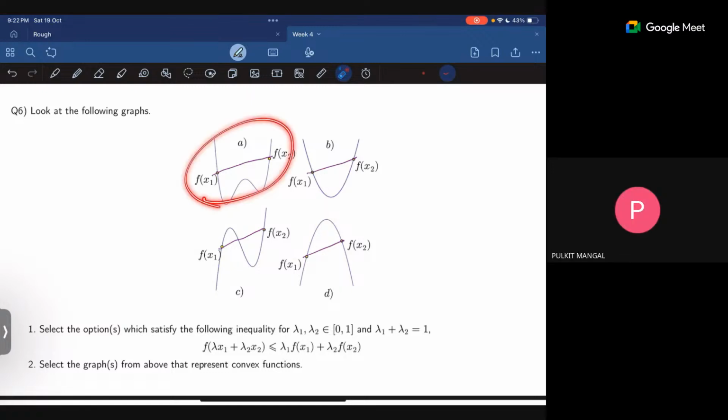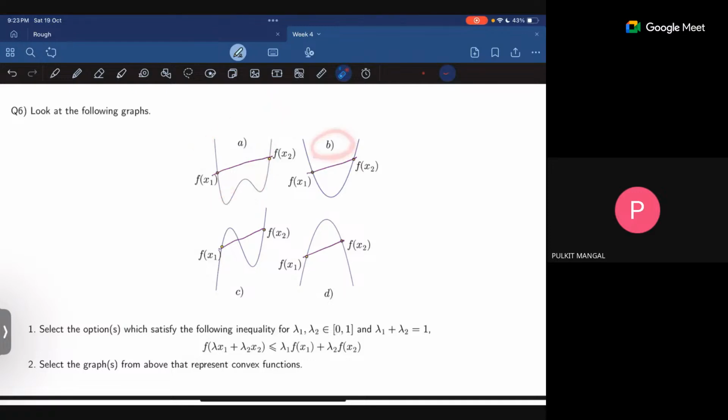So for the first function, if you just join these two, this inequality, less than or equal to, refers to the convex function. That is, if you join these 2 points, the straight line that you will get should lie above the curve of the function between those 2 points. So between those 2 points, the curve goes like this, and the straight line is always above that. So that's why for A it's satisfied.